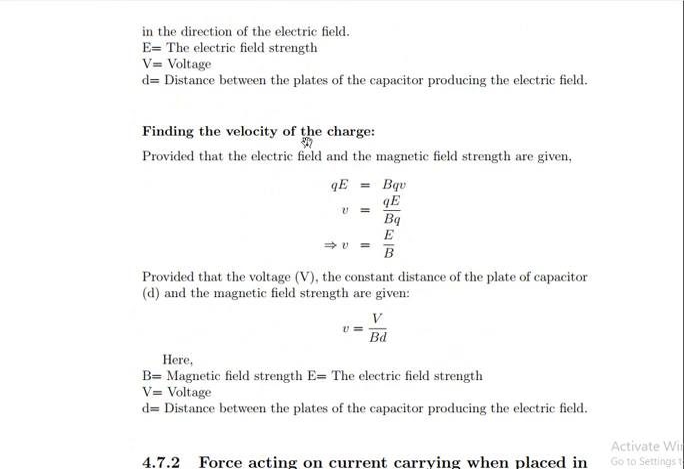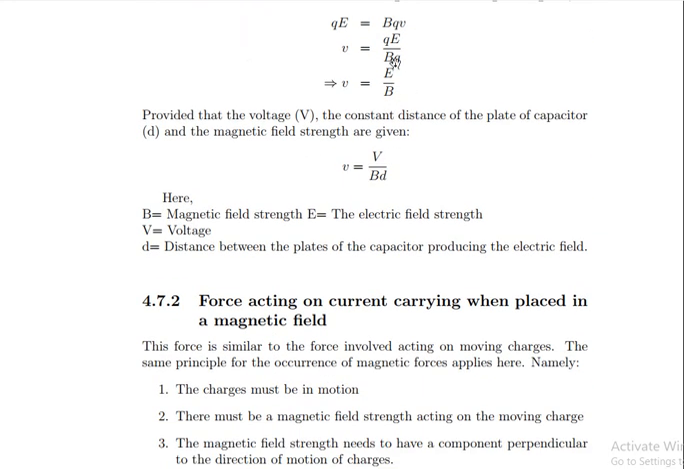So now let's find the velocity. Since you know that qE equals BqV, the velocity is equal to E over B. Or if you have the electric field produced by the capacitors, where the voltage across the plates of the capacitor equals V and the distance separating the plates of the capacitor is d, then the velocity is going to be V over Bd.